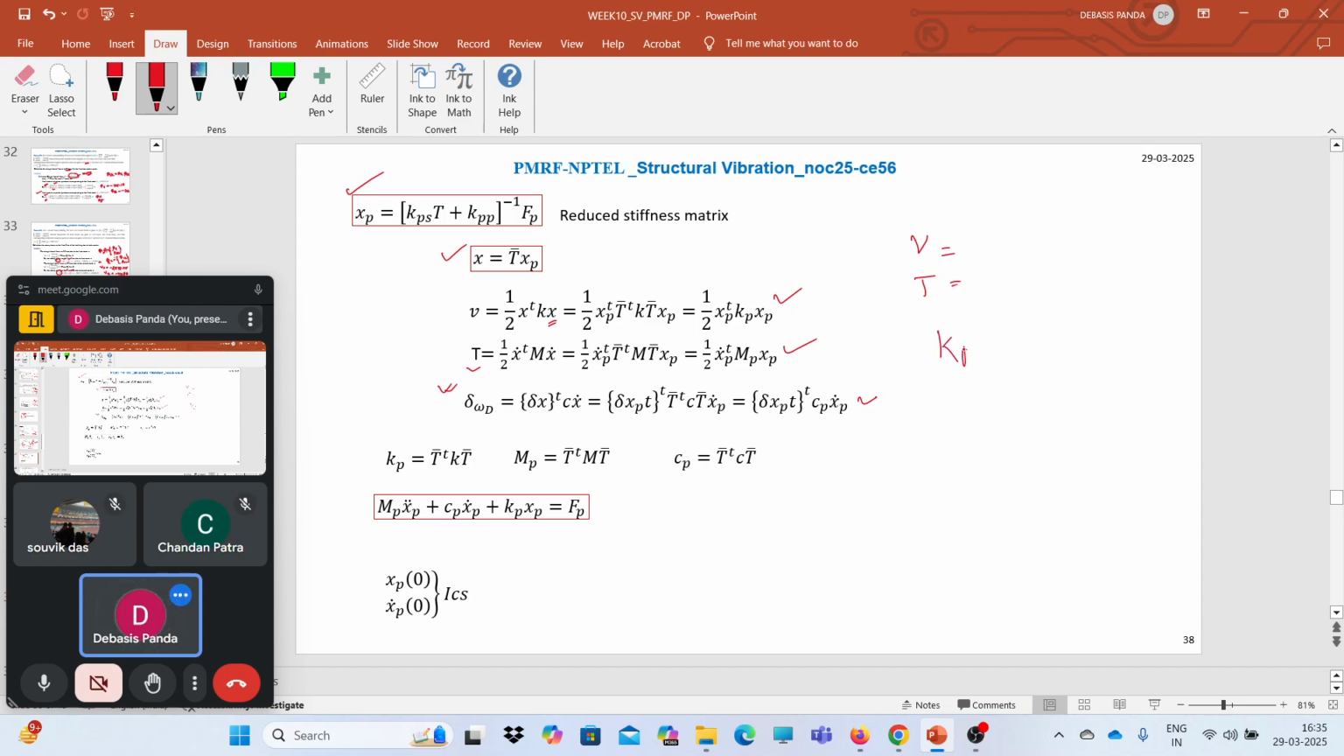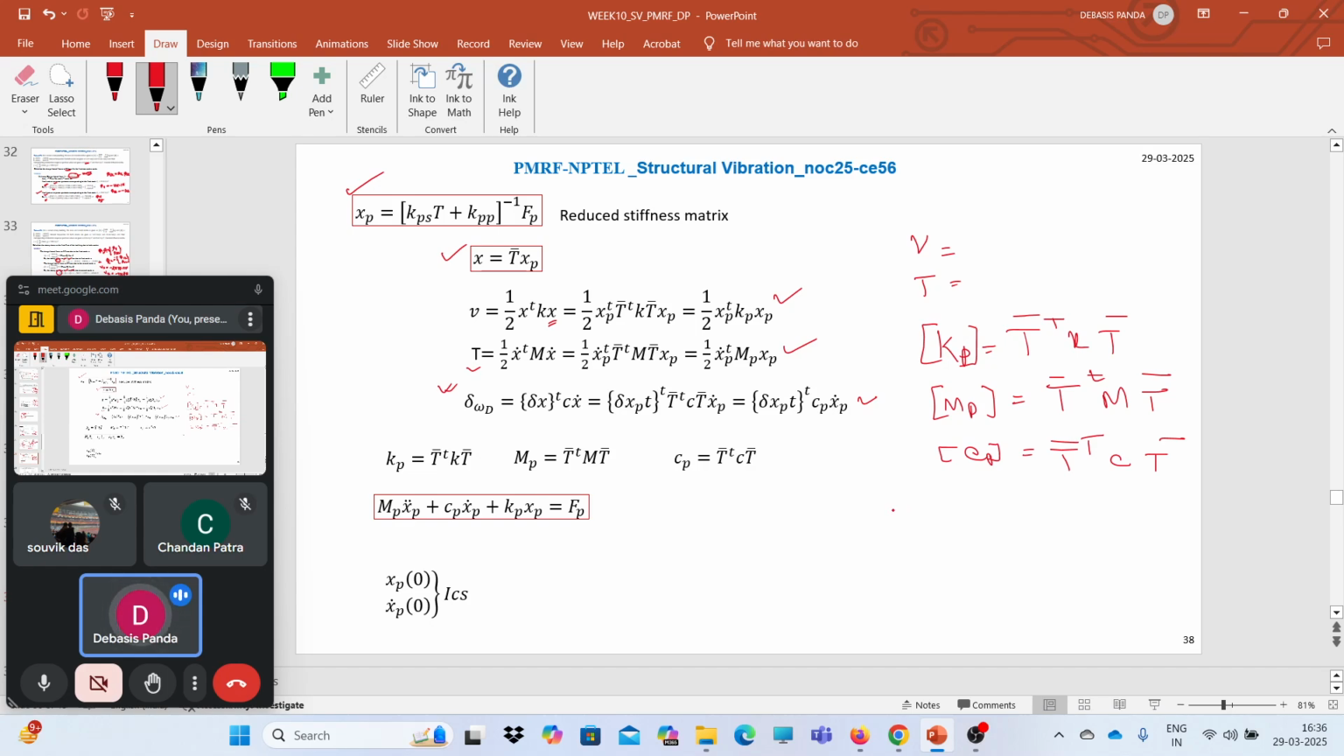So finally, what is the reduced K matrix with respect to the primary coordinates? K will be nothing but T transpose K T, or T bar transpose K T bar. The reduced mass matrix will be T bar transpose M T bar, and your C matrix in primary coordinates will be T bar transpose C T bar.